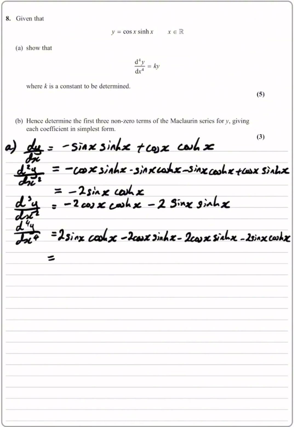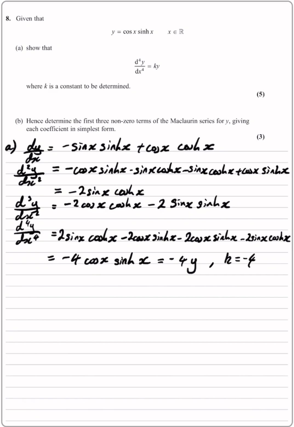Then collect everything together. Two of those will cancel. We're left with minus 4 lots of cos x times hyperbolic sine x, which is minus 4 lots of the original equation, minus 4y. So here k must be negative 4.